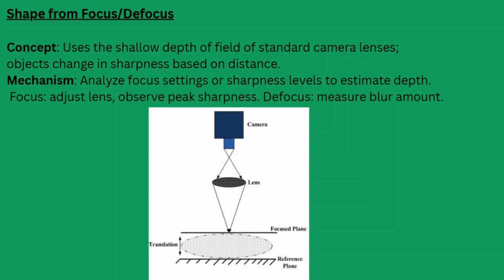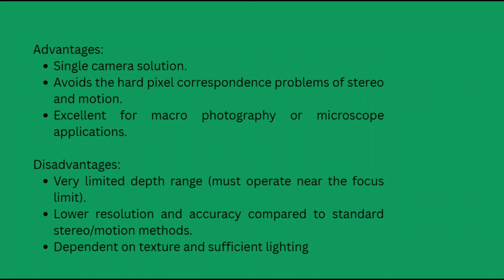Finally, shape from focus uses the lens itself. By changing the focus and seeing which part of the image becomes sharp, we can estimate distance. The advantage is that it avoids the pixel matching problem of stereo and motion. It's excellent for microscopes and close-up photography. The disadvantage is its limited range. It only works for objects very close to the camera, and it requires high quality texture to detect sharpness and accuracy.